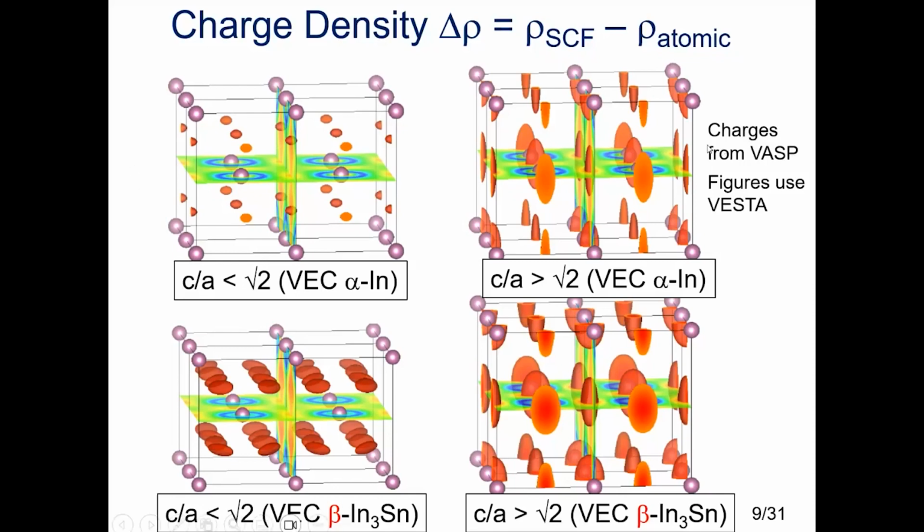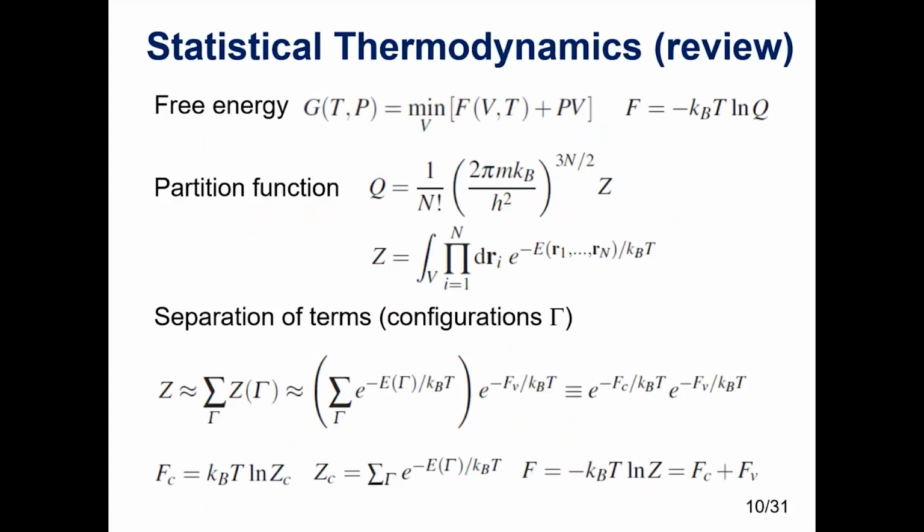Okay, so let's start working towards thermodynamics. In thermodynamics, the controlling function that eventually determines thermodynamic properties is the free energy. For alloy physics, we generally are interested in the Gibbs free energy, which is a function of temperature and pressure.